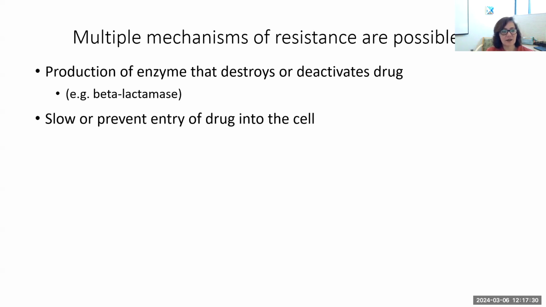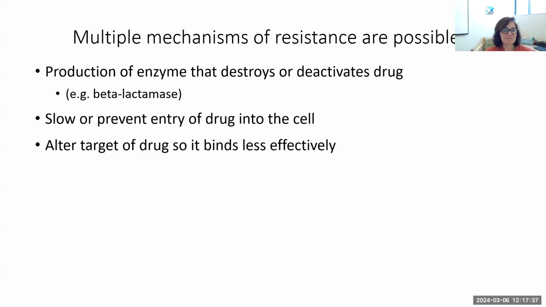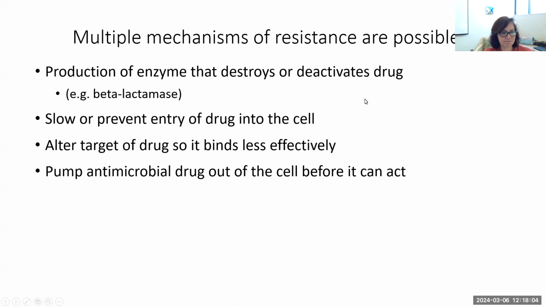Some bacteria have evolved mechanisms to slow or prevent the entry of a drug altogether. The target of the drug, the protein or whatever it is that our drug is targeting, if a mutation arises in a bacterium where that protein changes its shape a little bit but can still do its job, it eludes the drug that we're trying to kill it with, but can still do its job. And so that's another mechanism of antibiotic resistance or microbial drug resistance.